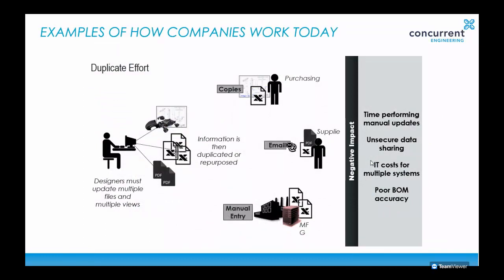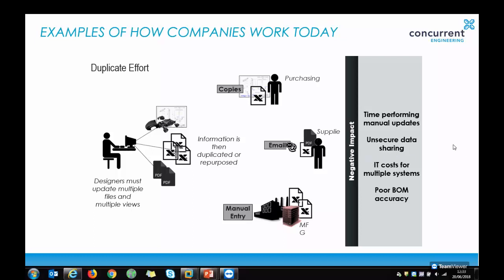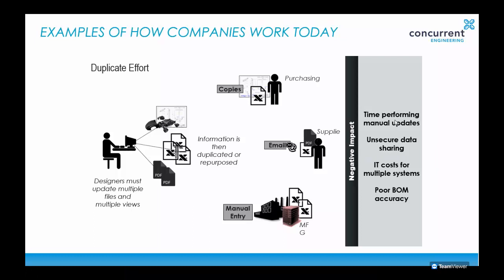So some examples we can look at of how companies are working today. CAD doesn't provide a full definition of the bill of materials. There tends to be non-modelled information that's relevant to the bill of materials. Supporting documentation such as material specifications and requirements are stored in other locations. We can also see that information can be duplicated or repurposed by PDFs and copies sent to various different departments, whether it be in purchasing or in manufacturing. This can lead to a negative impact of data being unsecure and poor BOM accuracy.